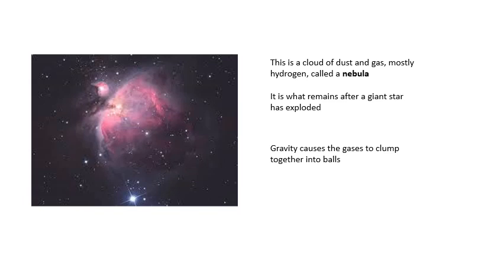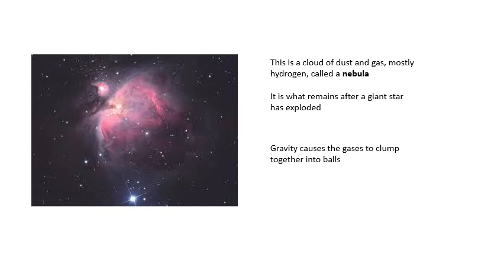So now this is a cloud of dust and gas, mostly hydrogen, and it's called a nebula. In the Milky Way and in other galaxies, there are these clouds, and they are what's left over after a giant star has exploded. When a very, very large star reaches the end of its life, it explodes in a supernova. And you're left with this big cloud of gas and dust, mostly hydrogen.